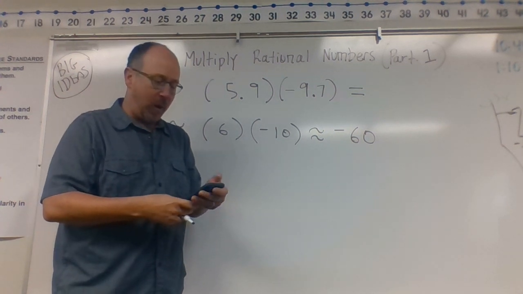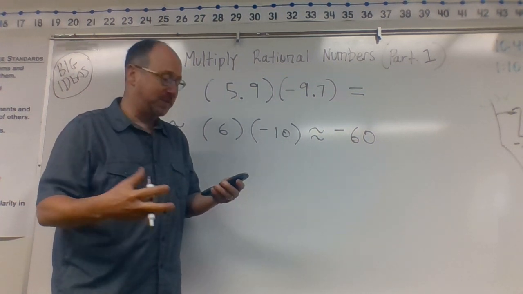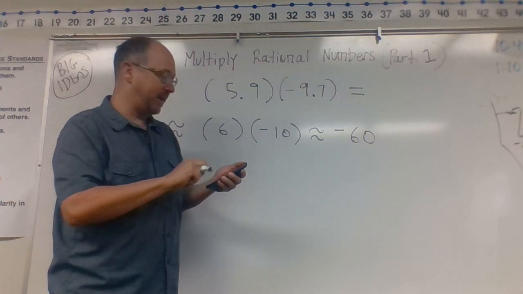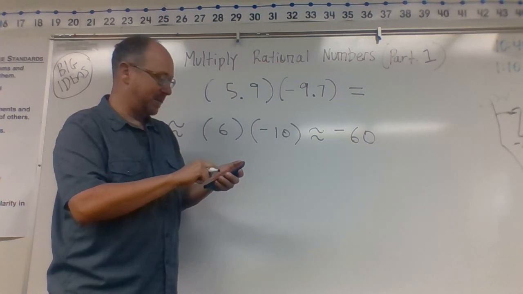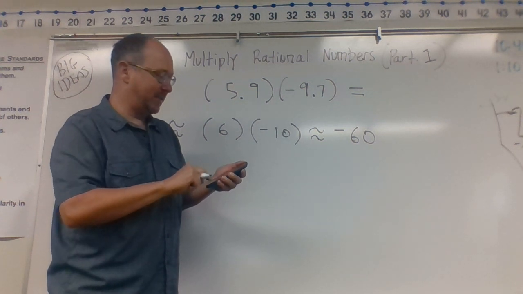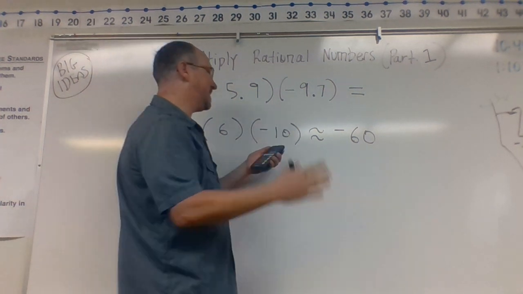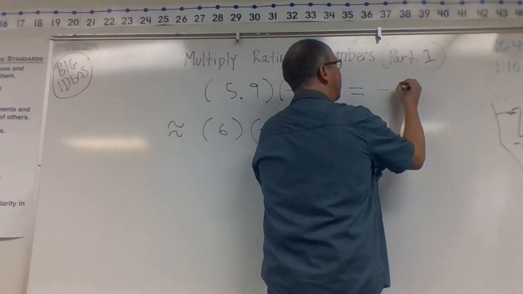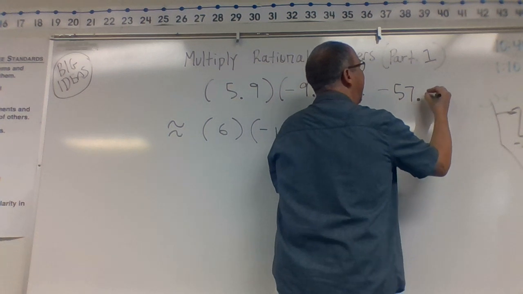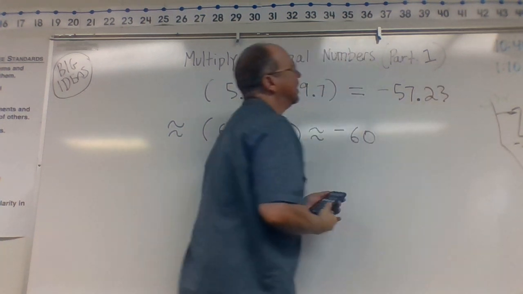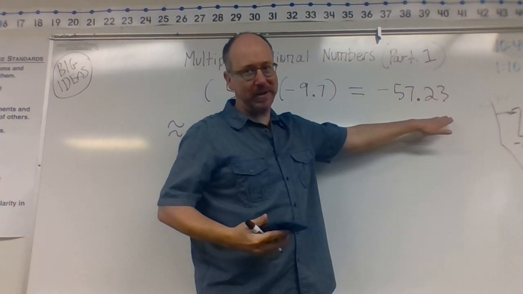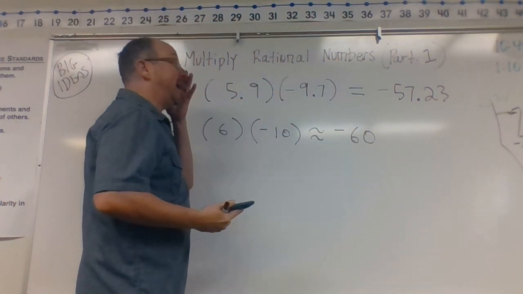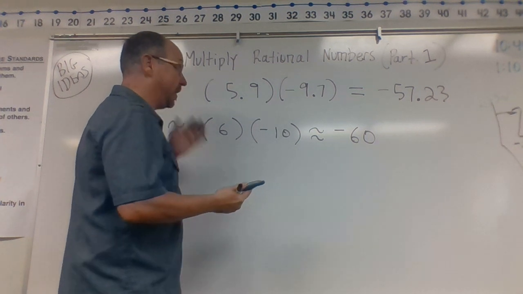At this point, I'm okay with you doing it in paper and pencil or by using the calculator to multiply 5 and 9/10 times a negative 9 and 7/10. And so our exact answer, positive times a negative, is going to be a negative 57 and 23. Tell me the place value of the 3. A negative 57 and 23 hundredths.